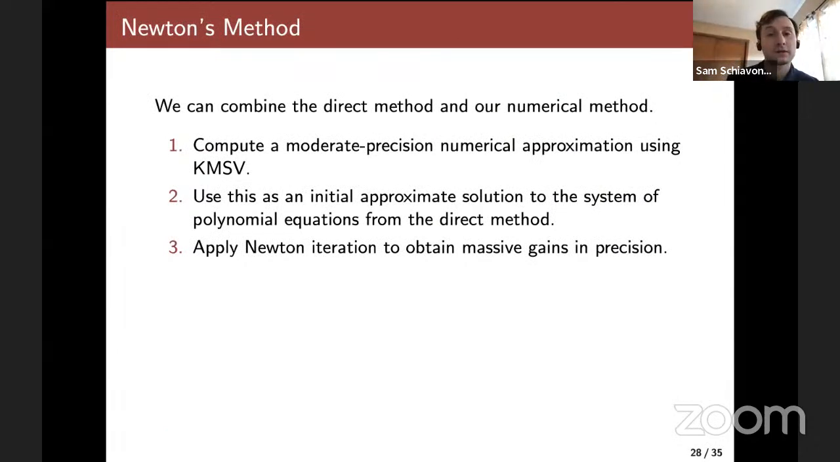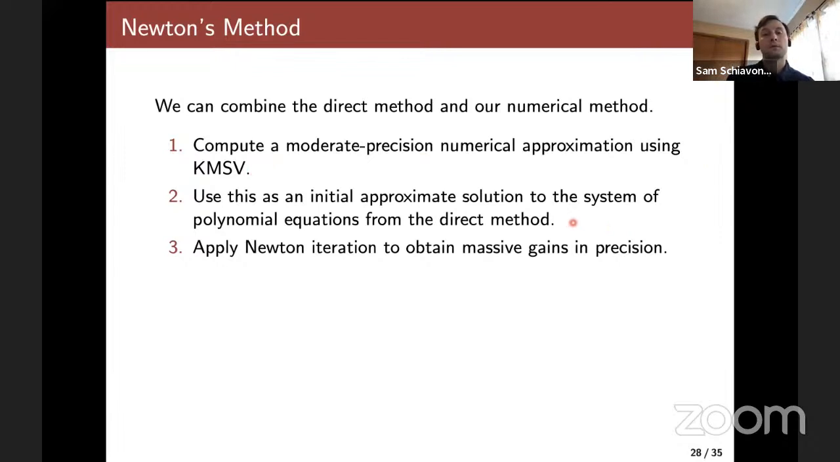So we can combine the direct method and our numerical method. I think Hartmut mentioned this in his talk as well. You can use Newton's method to really get great gains in precision. So we combine the direct method and our method as follows. We first compute a moderate precision numerical approximation to the Belyi map and the curve using our numerical method.